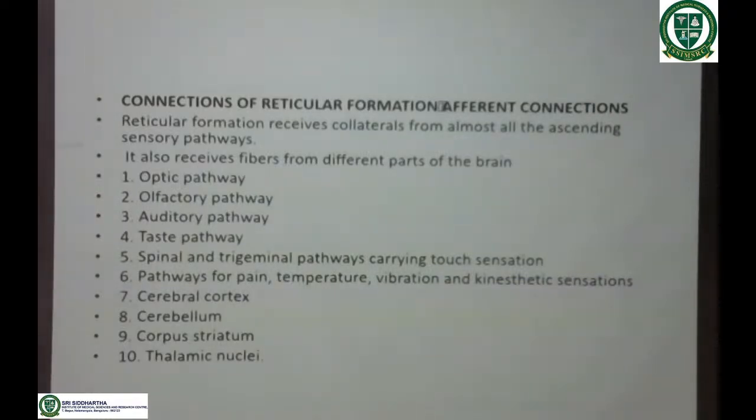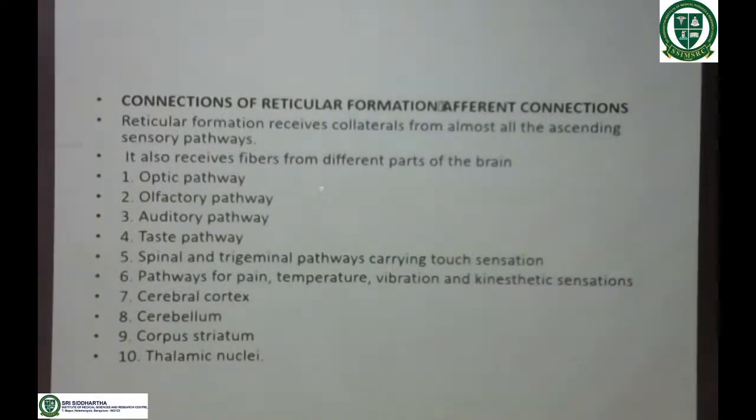As you know, the afferents are the ones which carry the signals from the body to the brain, and efferents give signals from the brain to the other parts of the body for their respective functions. Then the afferent connections of the reticular formation: it receives collaterals from almost all the ascending sensory pathways. Now you should remember the ascending sensory tracts which you have already learnt.